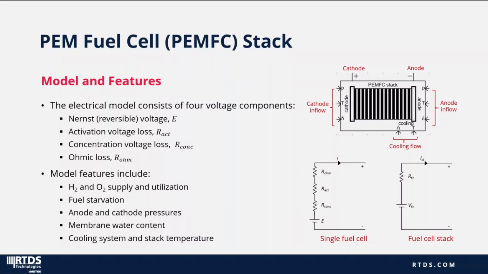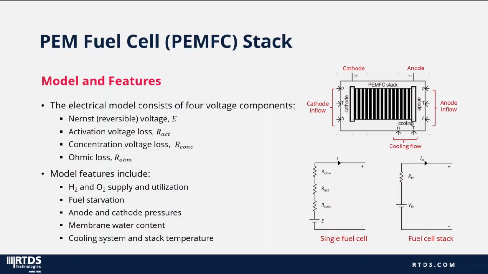The activation loss accounts for the energy required to drive the electrochemical reaction in the cell. Then the concentration loss represents the voltage drop due to the reactant depletion at the electrodes. Finally, ohmic loss resistance captures the resistance from membrane, electrodes and other internal components inside the fuel cell.